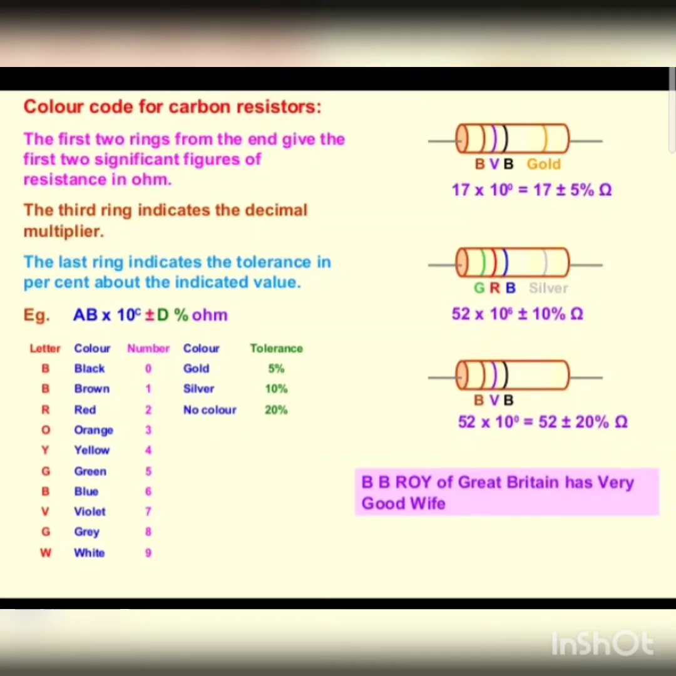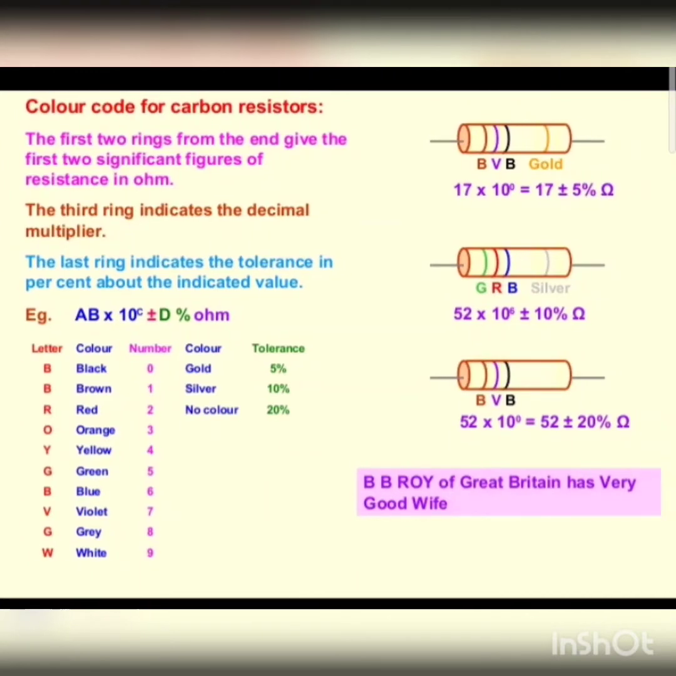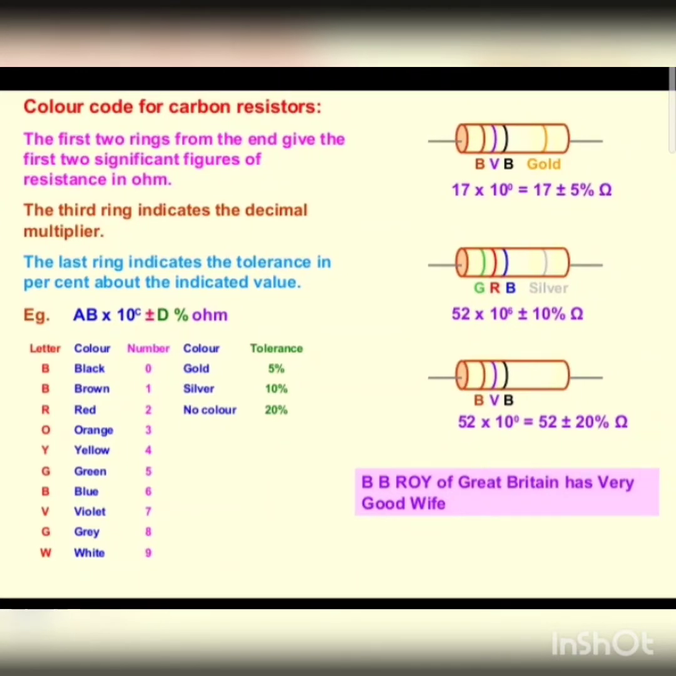B stands for black, number is 0, and B stands for brown, number is 1. R stands for red, number is 2. O stands for orange, number is 3. Y stands for yellow, number is 4. G stands for green, number is 5. And B stands for blue, number is 6. And V stands for violet, number is 7. And G stands for grey, number is 8. And W stands for white, number is 9.